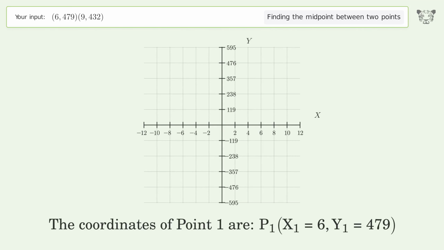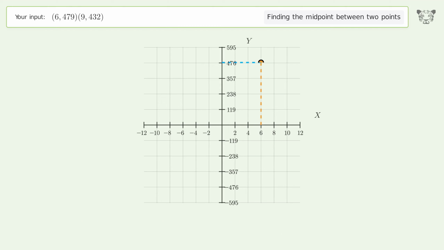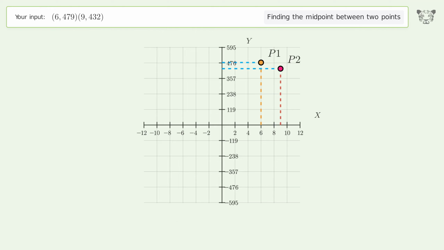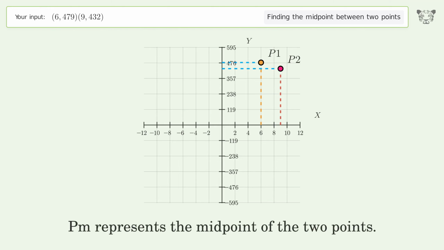The coordinates of point 1 are, x1 equals 6, y1 equals 479. The coordinates of point 2 are, x2 equals 9, y2 equals 432. PM represents the midpoint of the 2 points.